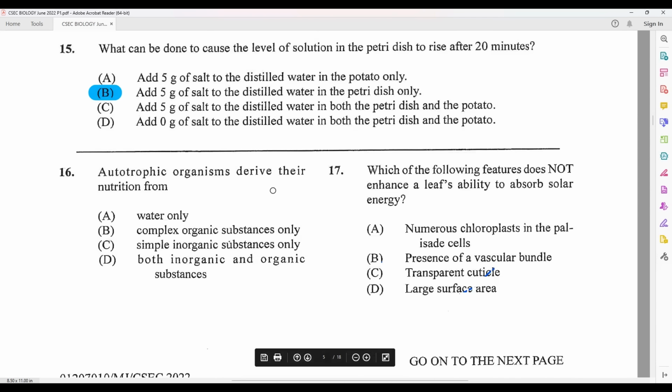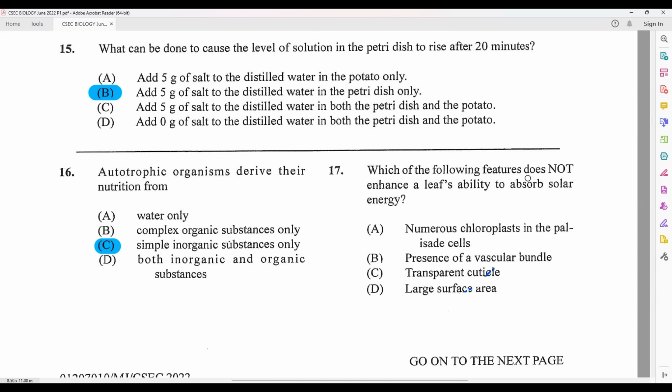Autotrophic organisms derive their nutrition from simple inorganic substances. All right. Remember, autotrophic, auto is self, trophic is feeding. So self-feeding, you're thinking organisms like plants that feed themselves through the process of photosynthesis. Photosynthesis uses inorganic substances to create organic substances.